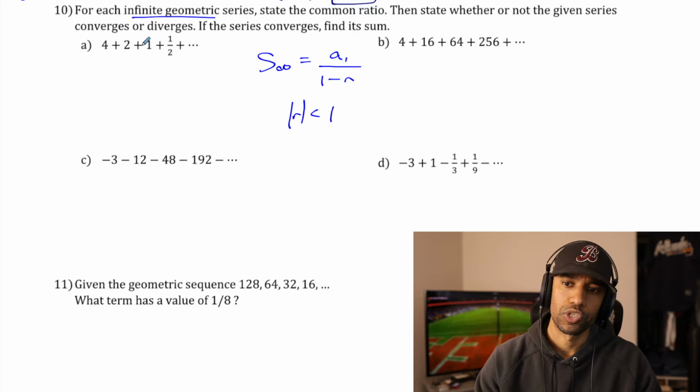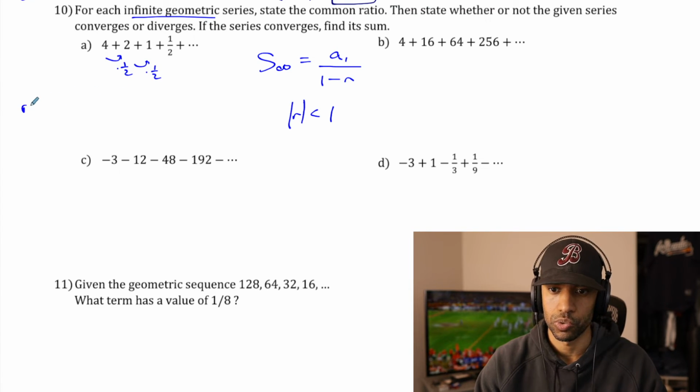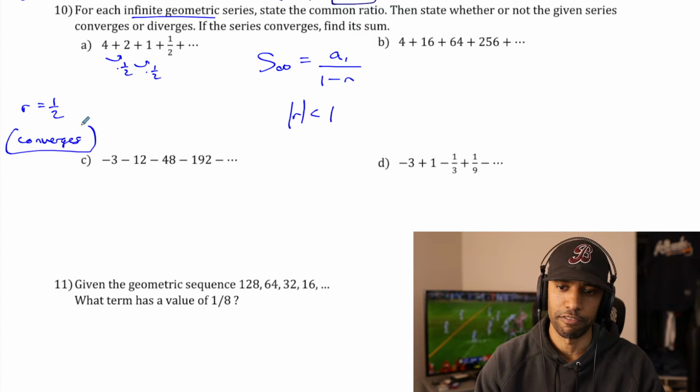So here we go. This one here looks like we're dividing by 2. That means we're multiplying by 1/2, right? Times 1/2. The common ratio is not 2, it's 1/2. If it's 1/2, then the series converges. If it converges, we can find its sum.